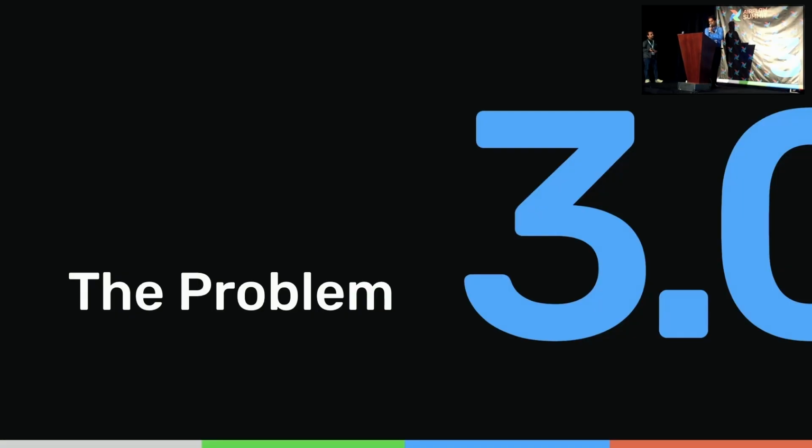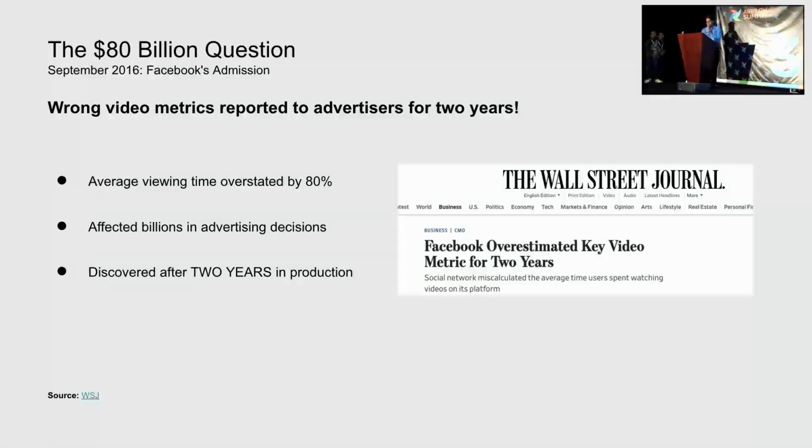Okay. Let's talk about the elephant in the room, the problem that nobody wants to admit that they have. September 2016, I'm sure you may have followed this news that Facebook was reporting a video metric incorrectly for 2 years. They noticed this after 2 years. They overstated the metric by 80%. And many of the business decisions by advertisers are based on that metric. So they pay Facebook tons of money for advertisement, looking at certain metrics, and they were overstating that. I was in that company during the time when it happened.